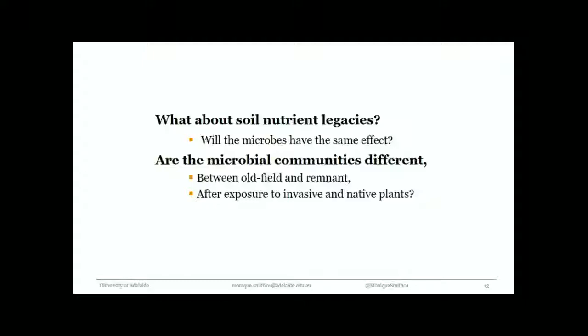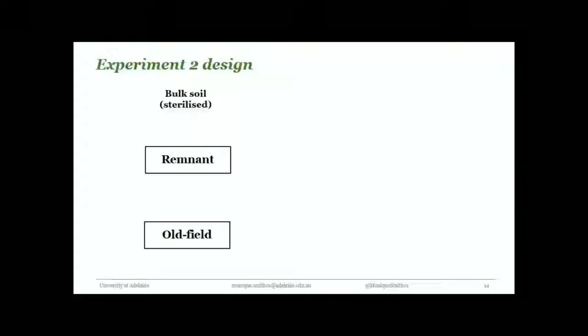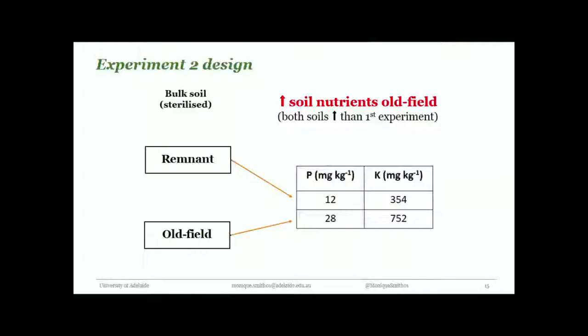So the main difference in this experiment was the bulk soil that I used. Instead of the commercial sandy loam, I took bulk soil from the field. So I've got the remnant area again and the old field area again to take into account the soil legacies, but I kept them sterilised. But the main difference there is the nutrients in the soil. So I've just got two examples where the old field has double the amount of phosphorus and potassium than the remnant area, but that's one example of many, or two examples of many.